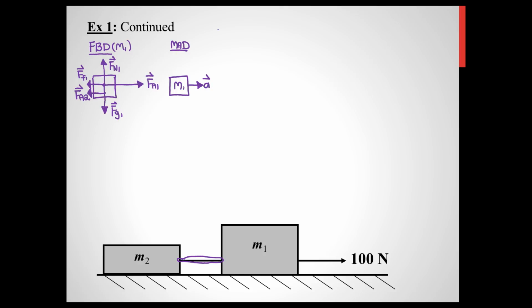Before I get into the FBD of M2, let's write down all of our equations of motion. So let's start in the vertical direction. Assume up is positive. I'm going to find the sum of the forces in the vertical direction. There's no acceleration in the vertical direction, so that means the sum of the forces in the vertical direction is 0, which tells me that the forces in the vertical direction are balanced.